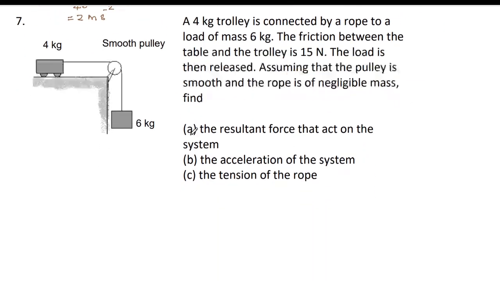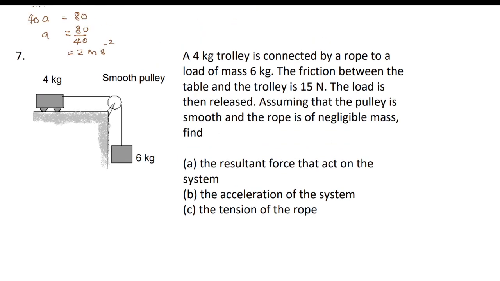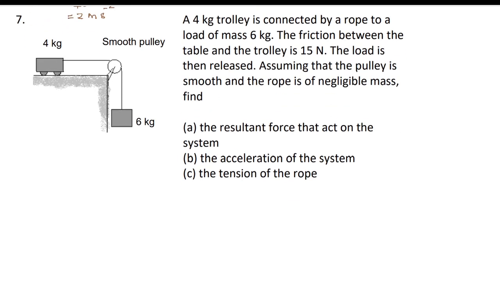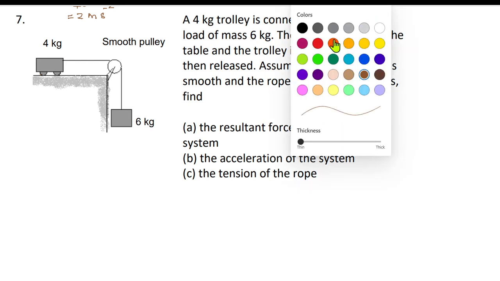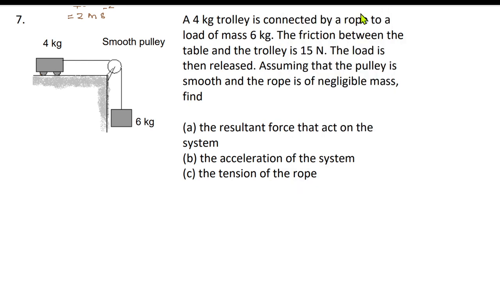Now, let us go to question number 7. So now I have a 4 kilogram trolley. It's connected to a load of 6 kilograms, and the friction between the table and the trolley is 15 Newton. So I'm going to draw it here. But first I change the color of my pen. So the friction must be in this direction. That is 15 Newton.